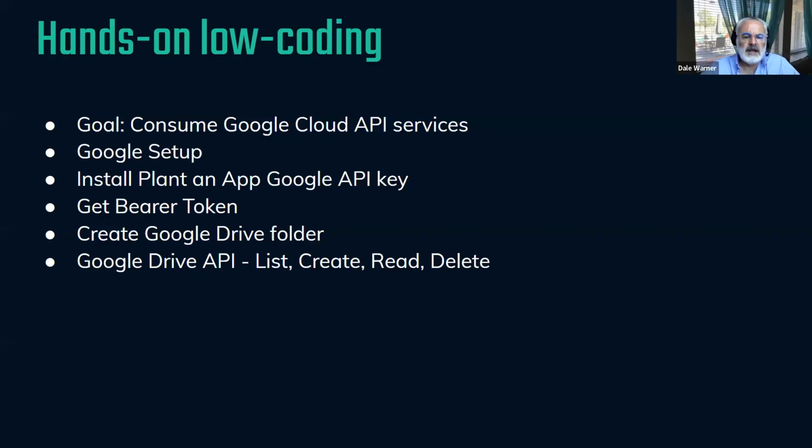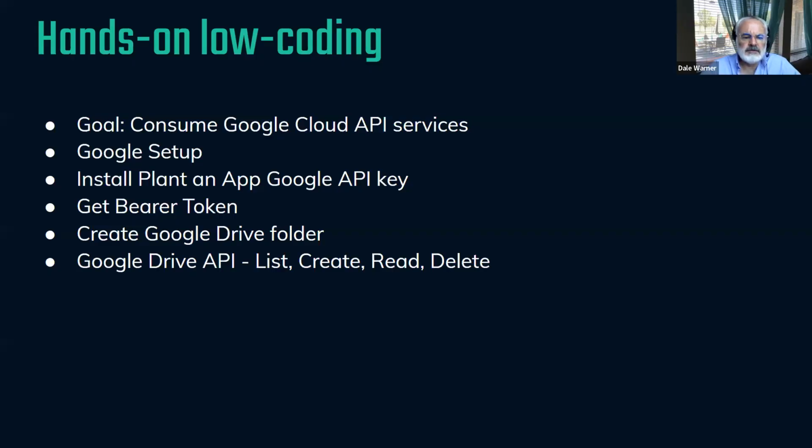there's a Plant an App add-on, the Google API module that we'll want to install in order to be able to take advantage of that. We'll be using our server request action to talk to Google API, and in order to do that, we need a bearer token. That's the security for Google. But once you have the bearer token, you can do lots and lots of those different services.